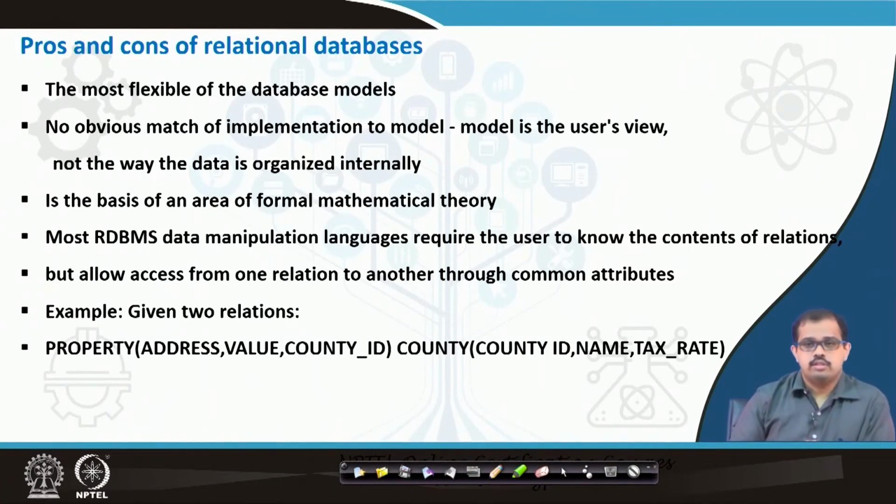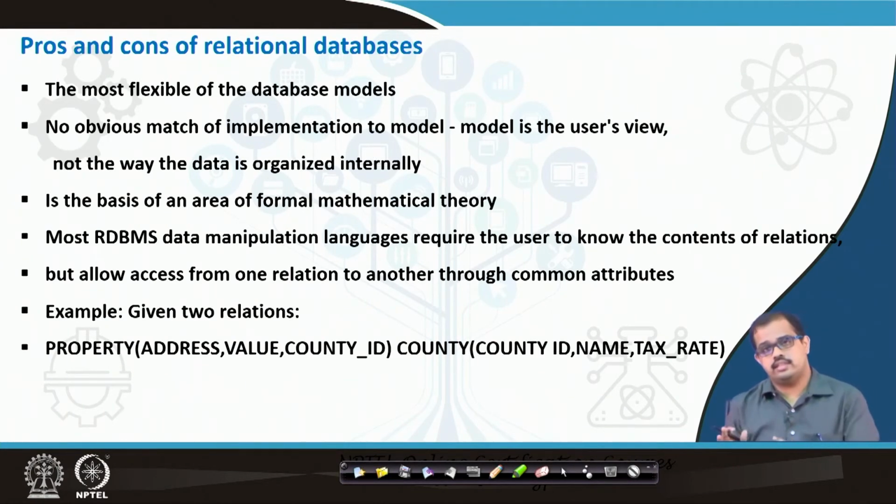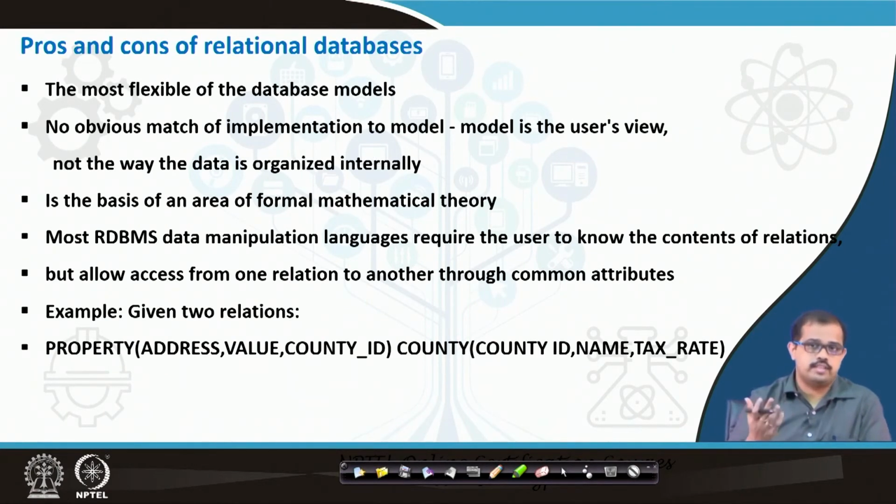So when we look at the pros and cons of a relational join, it is the most flexible as far as the database models are concerned. There is no obvious match of implementation of a particular model. A model is the user's view, not the way the data is organized. Whenever I speak about data models in databases, it is how the user's view has to be; it is not about the data. Data organization is based on normalization and the database management system, not on the models. It is the basis of the area of formal mathematical theory.